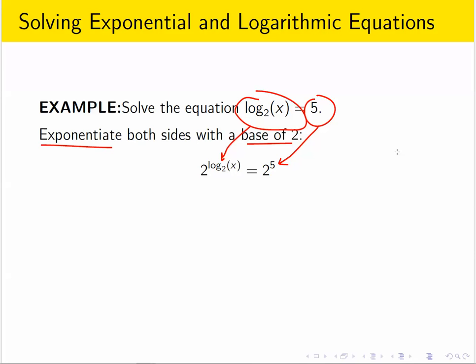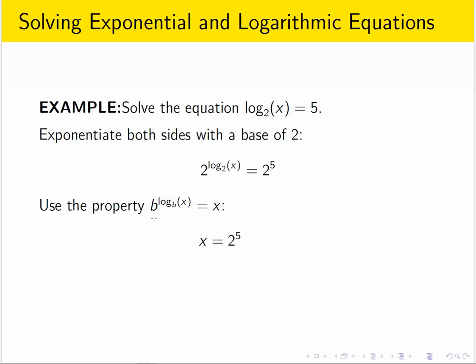Now why do we do that? Well, there's this property of logarithms we've learned. If you take b raised to a logarithm with the same base, they sort of cancel each other out. So 2 raised to the log base 2 of x just gives you x. And so this is an answer. X is 2 to the 5th, which you can simplify as 32.